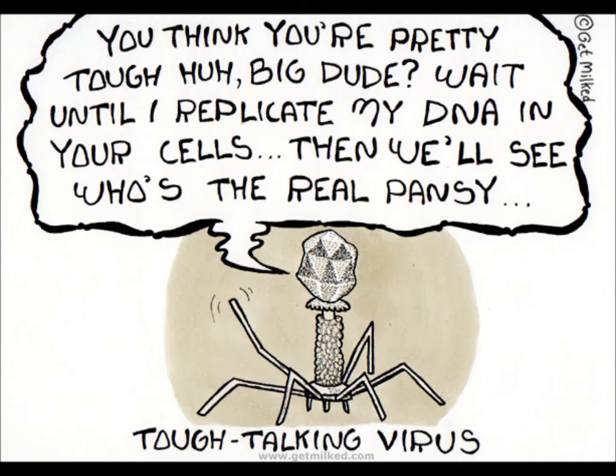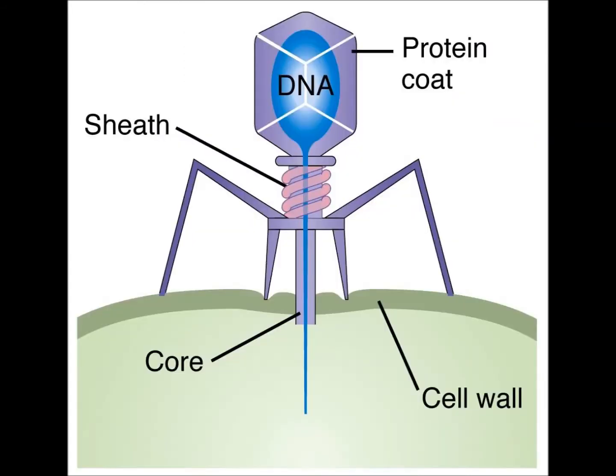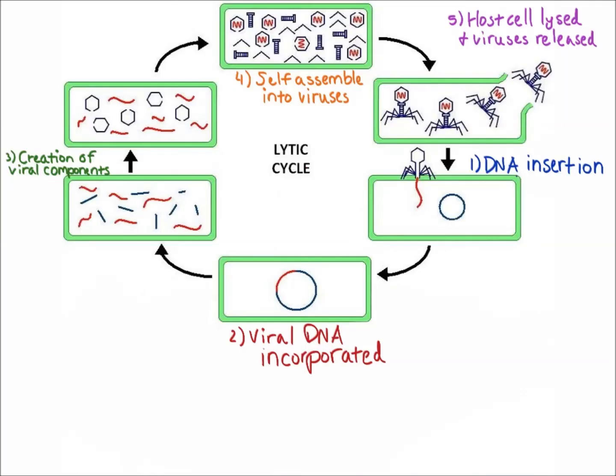Let's discuss how they are replicated. Viruses actually have a limited host range, so a cold virus can only infect your upper respiratory tract and not anywhere else. For now, we'll be focusing on the replication of bacteriophage, or bacteria infecting viruses. The phage will first attach to the receptor on a host or bacterial cell. When attached, the phage injects its own DNA into the host cell.